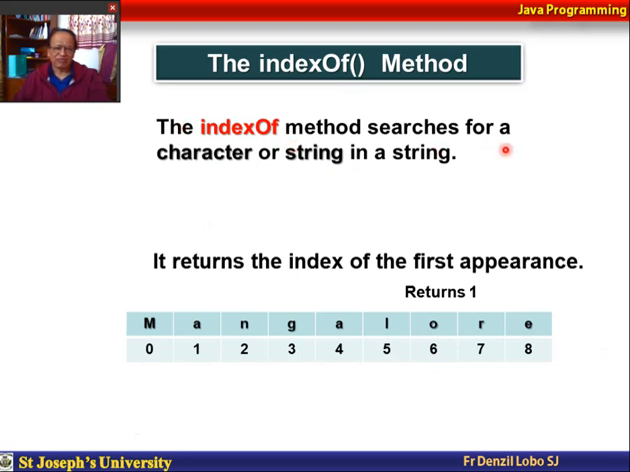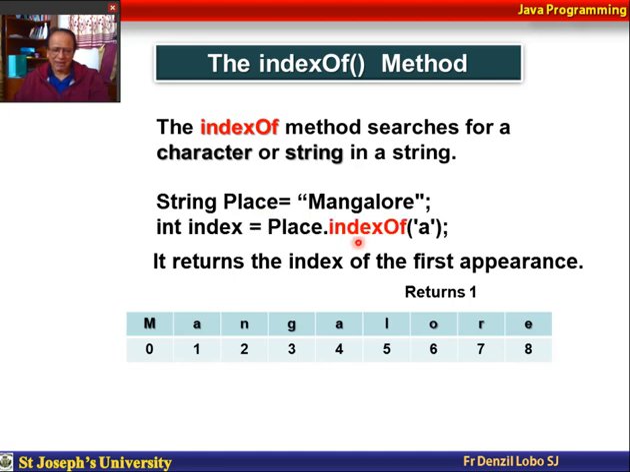The indexOf method searches for a character or a string in a string. Now this is very similar to the functions we have in C, strchr, which tries to locate whether a particular character is present in a string, or strstr, which also returns the starting address of that string in a string. Similarly here, indexOf. For example, I have assigned Mangalore to place and I say indexOf A. That means it returns the index of the first appearance of A. As you see, the first appearance of A is at 1. Therefore, it is going to return 1.